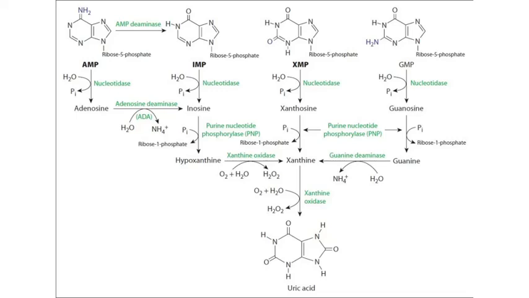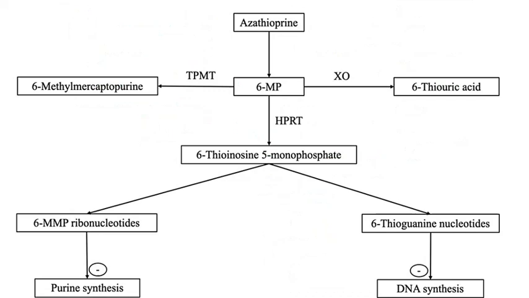What is the drug interaction between allopurinol and azathioprine? And is there a similar interaction between febuxostat and azathioprine? Yes, there's a significant interaction between allopurinol and azathioprine. Allopurinol inhibits the enzyme that breaks down azathioprine, which can lead to much higher levels of azathioprine in the body.